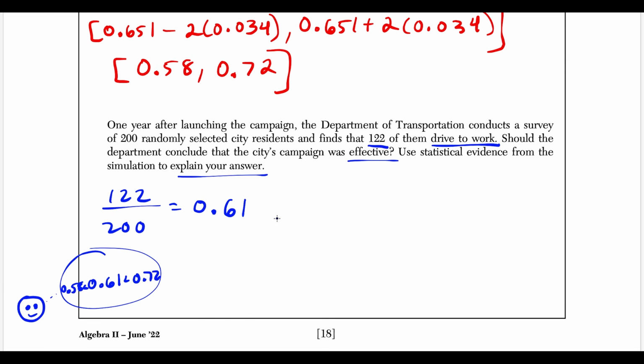But be careful. What we wanted here, the goal of the Department of Transportation, was to reduce the amount of people that drive to work. So this was 1 year ago, and this is 1 year later that we have this percentage. So that's actually a bad thing that the percentage of people driving fell within this interval here, because if the goal was to reduce it, it would have to be less than 0.58 for the campaign to be effective.